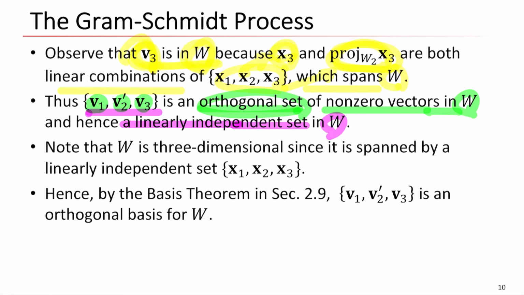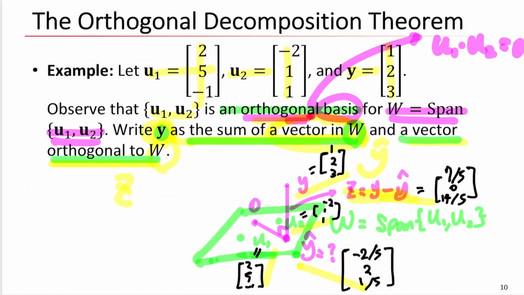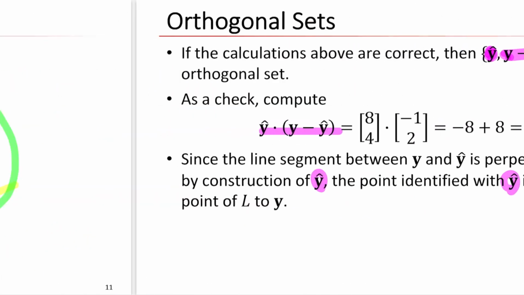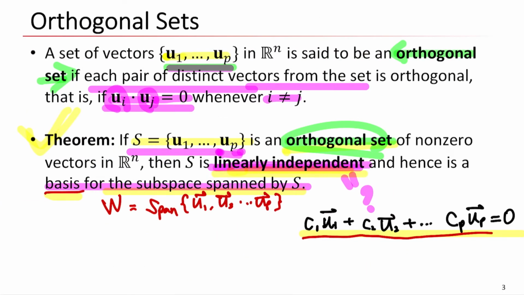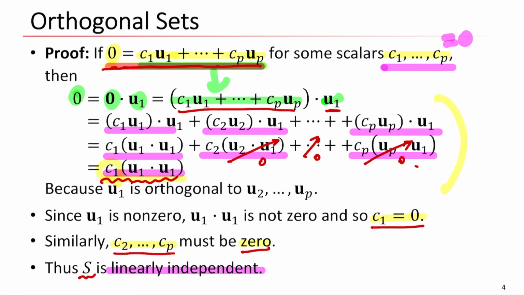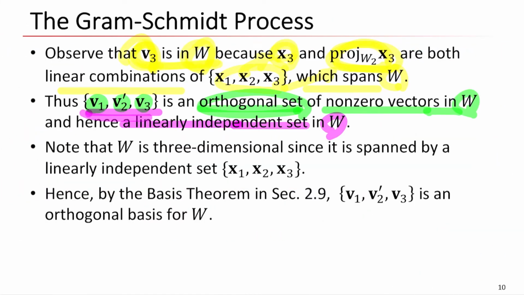Why? If you go back to our lecture 10, lecture 9.2, yeah, here there was the theorem. If an arbitrary set is an orthogonal set, then this set is linearly independent. Why? Because we proved this one, something like this, right? So in here, because this set is an orthogonal set, this set is a linearly independent set in W space, right?